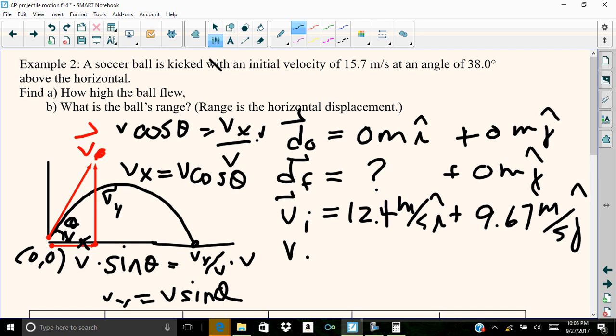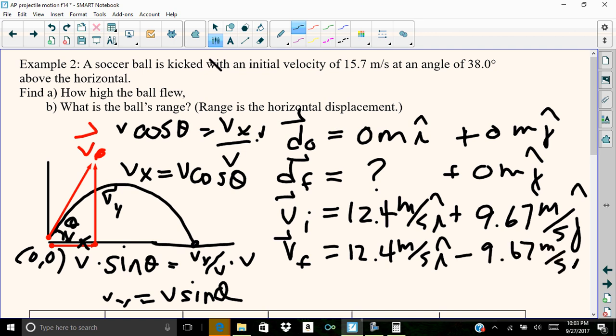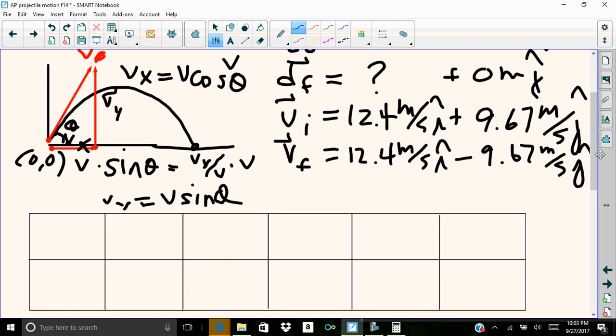Okay, for V final, this is still 12.4 meters per second I hat. But here's the thing about projectile motion. Remember when I told you in free fall that the velocity it goes up with is equal to the velocity it comes down with at the same position? Well, that's the same thing here. So this is going to be negative 9.67 meters per second J hat. So as it goes up and as it comes down, you get the same values.